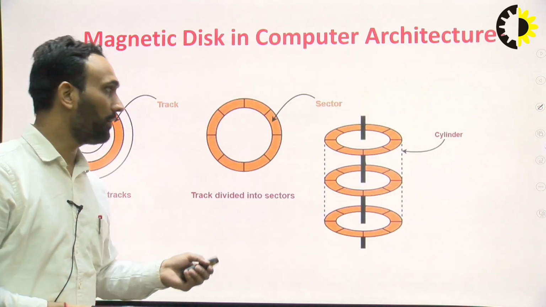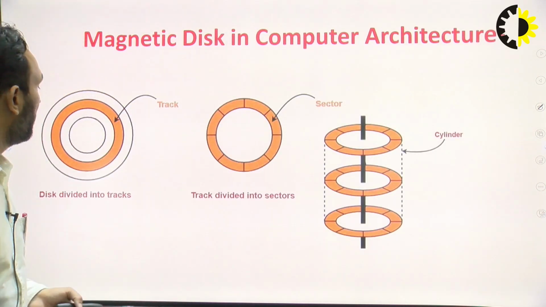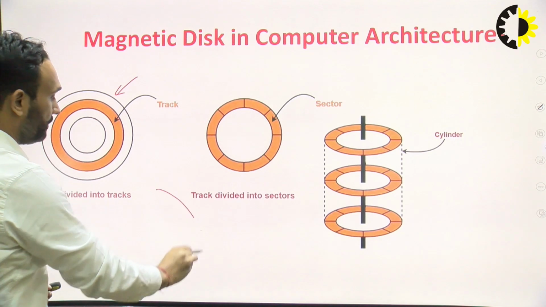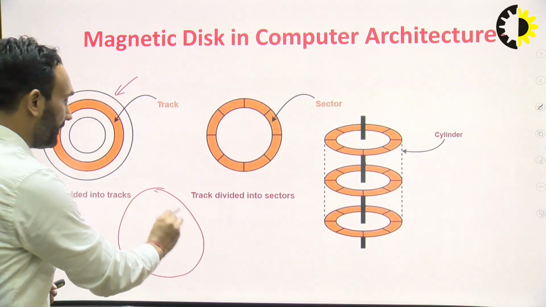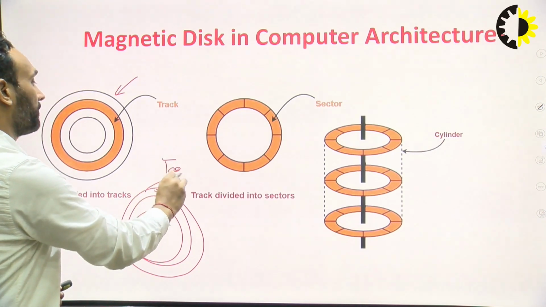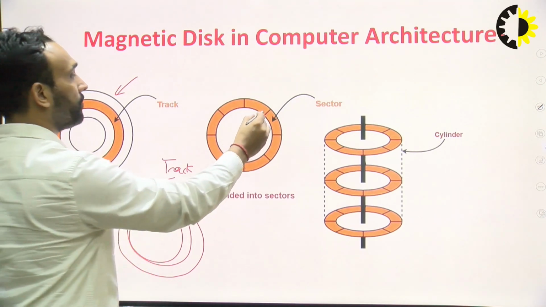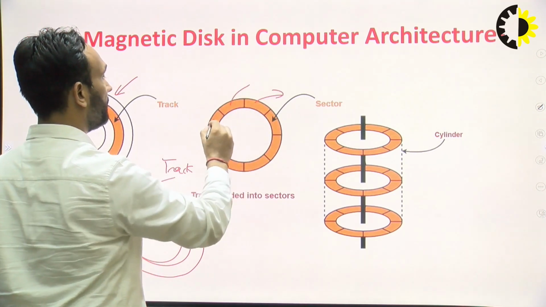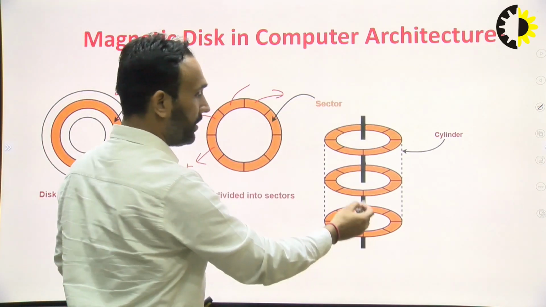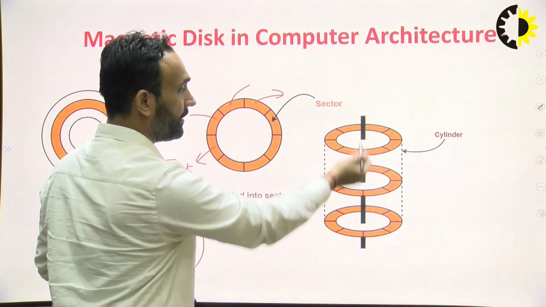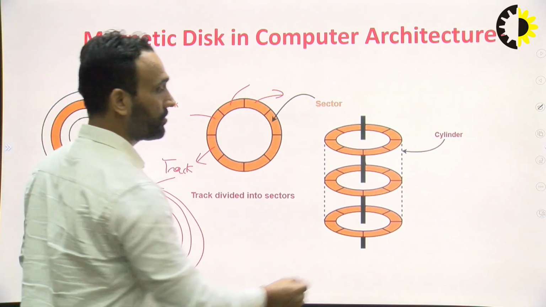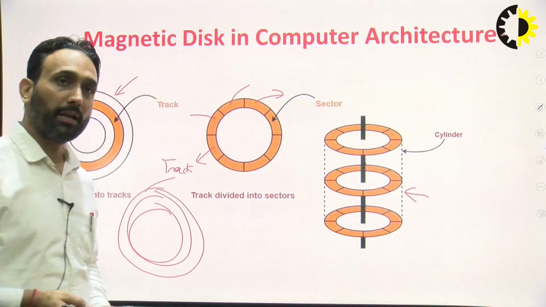Now we have an overview of the architectural design here. As I said, we have tracks in a plate. First of all, we have a magnetic plate in which there are a number of circles. These circles are known as tracks. Further, these tracks are divided into a number of sectors like this. And when we put these plates on a rod one by one, it forms a cylinder, and that is used combinationally to store the data for read and write purposes.